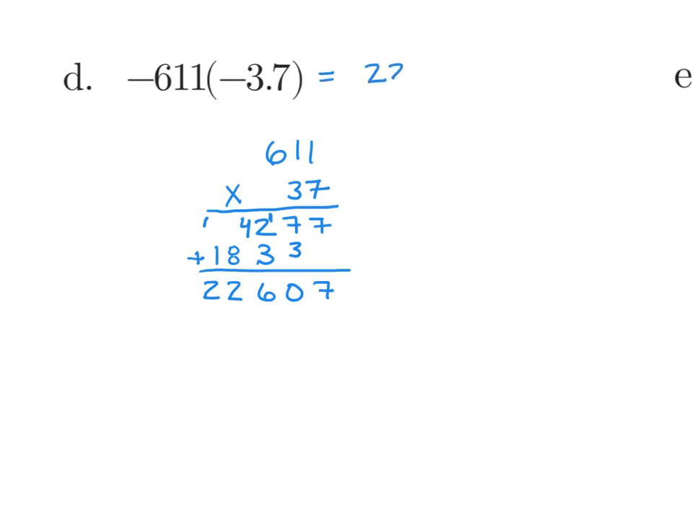So we're going to get 2260.7, and I'm going to put my decimal point after the 0 so that we have 1 decimal place. Now we want to talk about the signs. We have 2 negatives, and so remember that when we have 2 negatives we can cancel them out, and so my final answer will be positive 2260.7.